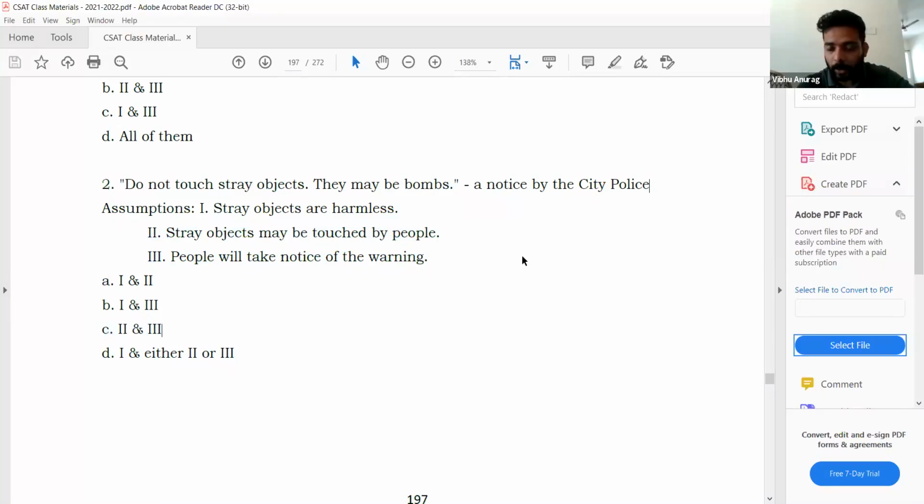Are you understanding how to do these questions? Some clarity is there? Okay, I have divided these questions into easy and difficult. First 10 questions are relatively easy. I'd like you to try these questions. Then 11 to 20 are a little difficult. So we'll do them after discussing the first 10.